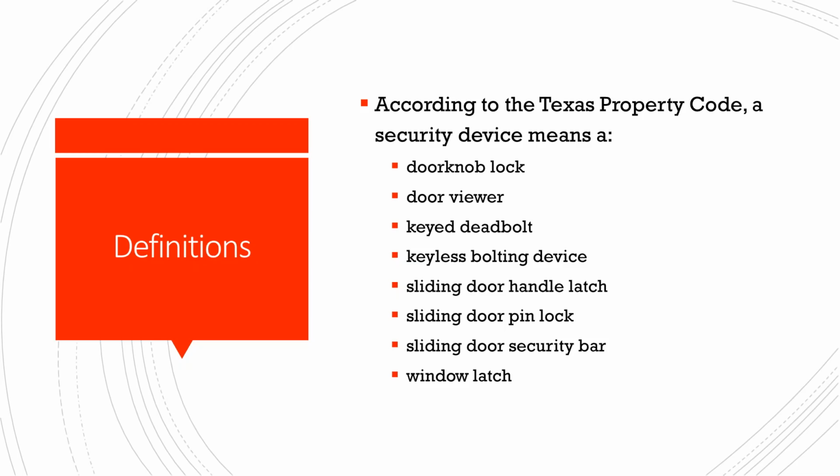So when we talk about security devices, what are we actually talking about? Well, under the property code, a security device means all of these things. All of these things can be considered security devices. A doorknob lock, a door viewer, a keyed deadbolt, a keyless bolting device, a sliding door handle latch, a sliding door pin lock, a sliding door security bar, and a window latch.